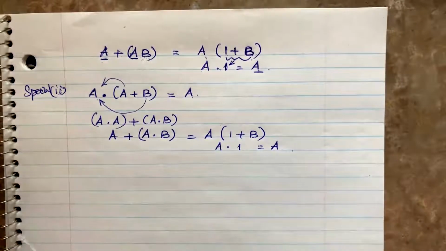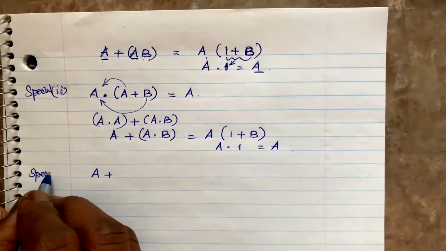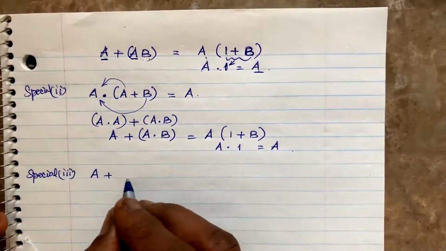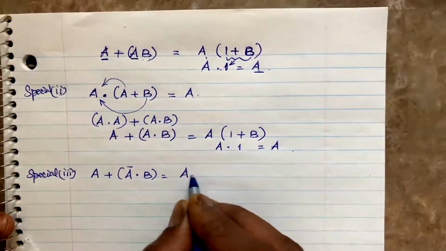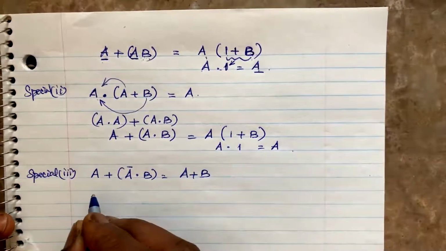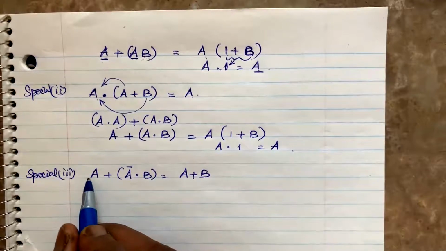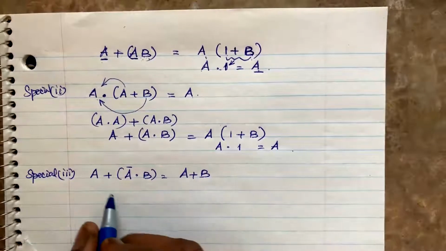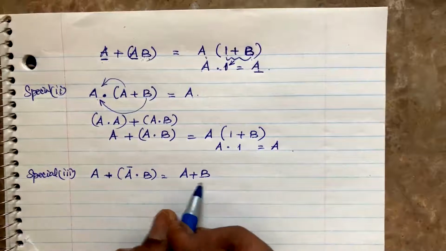Next is special law 3. This is A plus A bar dot B equals A plus B. Okay, this is special law 3. There is special law 4, which is A bar plus A dot B equals A bar plus B. Okay, so we are coming to that. Now we will solve this: A plus A bar B equals A plus B.